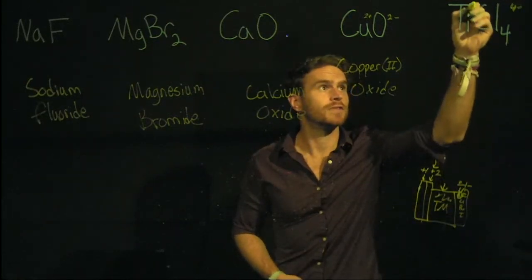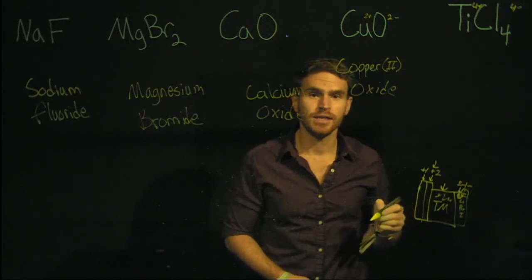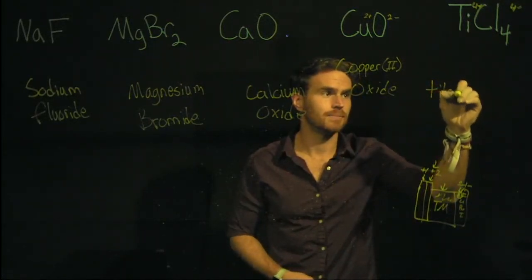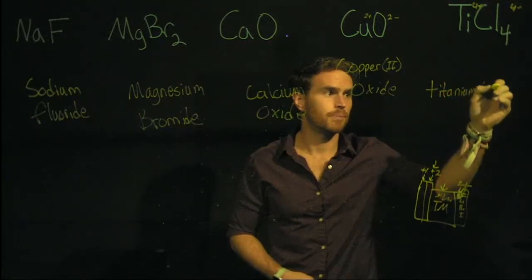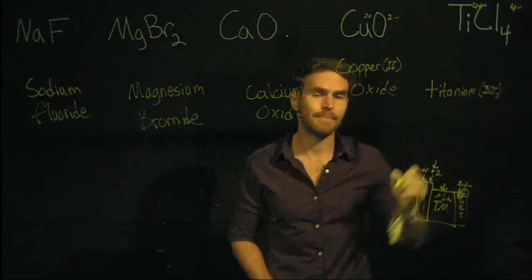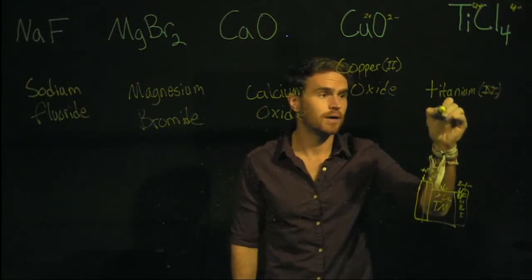4+. So if titanium is 4+, then when I write out this compound, I need to write titanium, put my parentheses, and put the Roman numeral for 4 in that parentheses, followed by chloride.